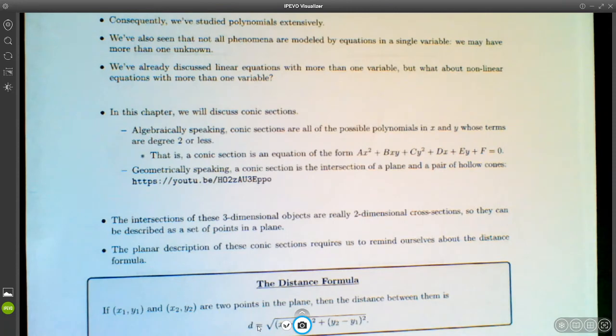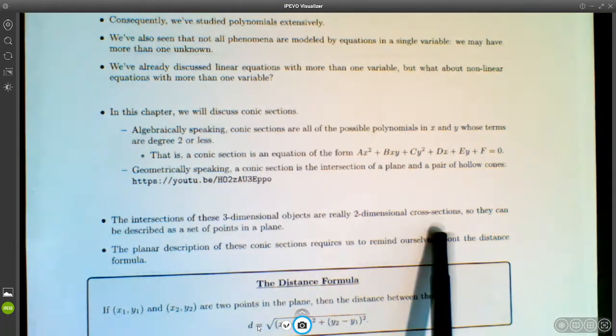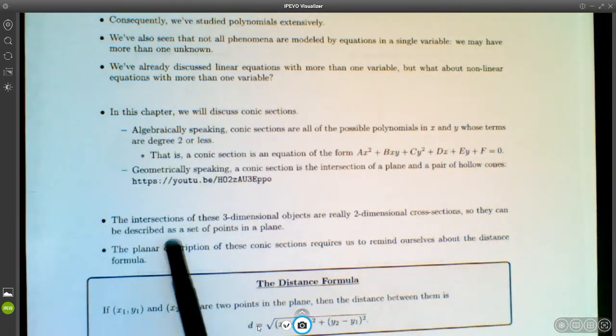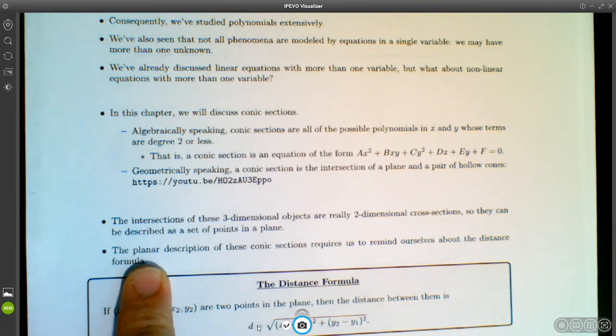Okay. Now, the intersections of these three-dimensional objects are really two-dimensional cross-sections, so they can be described as a set of points in a plane. And that's what we're going to do. When we go through the conic sections in 5.1 and 5.2, we're going to go through each type of conic section: circles, parabolas, hyperbolas, and ellipses. We're going to look at each one in terms of their planar description, that is, how we describe them as points in a plane.